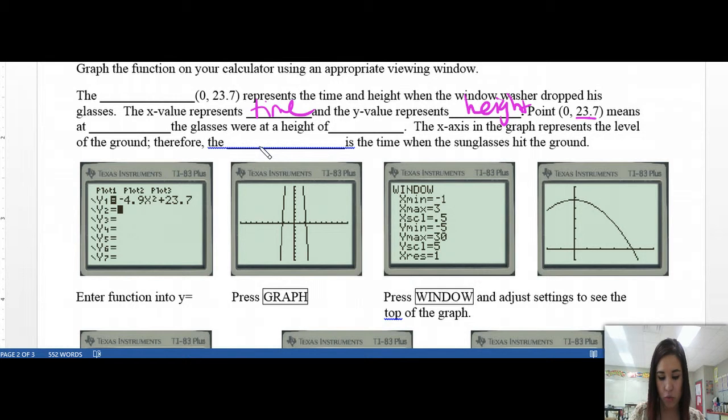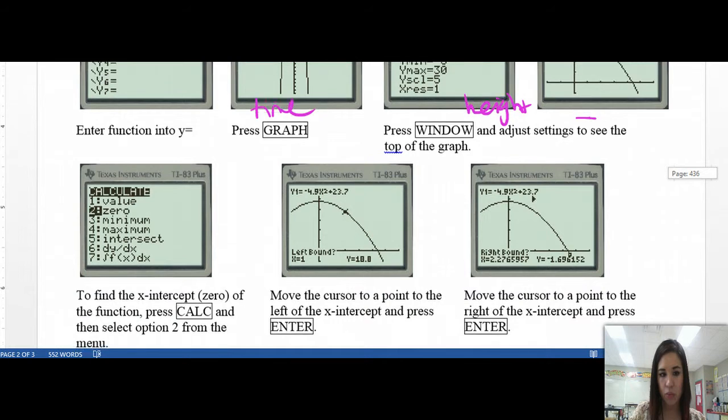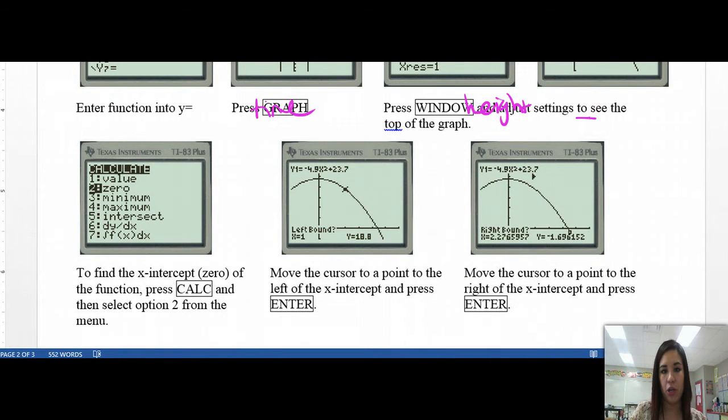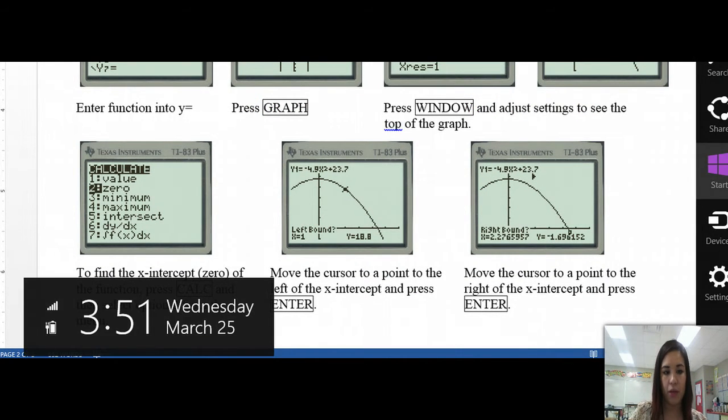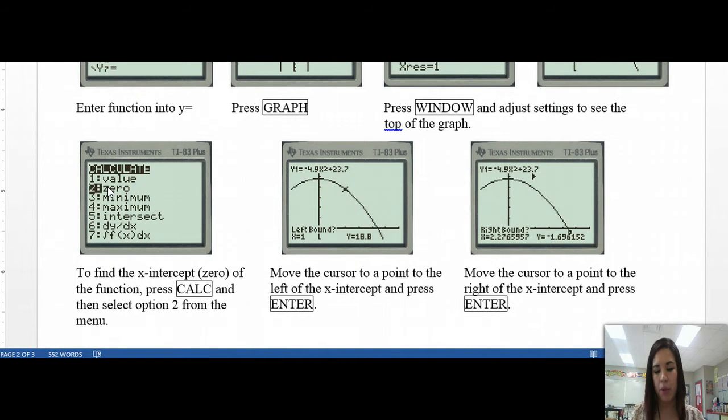So I'm going to go ahead and zoom out, and I'm going to try and see where this hits 0. So there's actually a way that our calculator could do this. If you notice here in the picture, it's telling you to go to calculate and then hit 0. So I'm going to go ahead and do that. I'm going to zoom a little bit in so I can see where it's crossing the x-intercept.